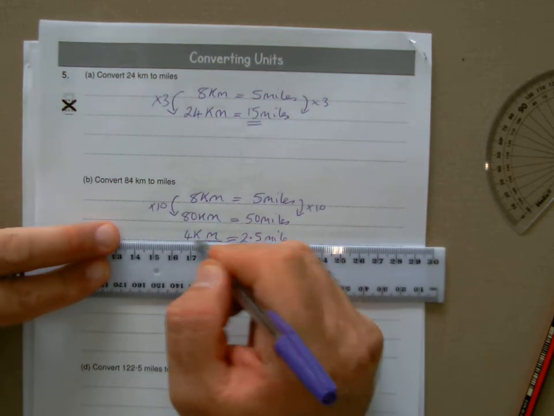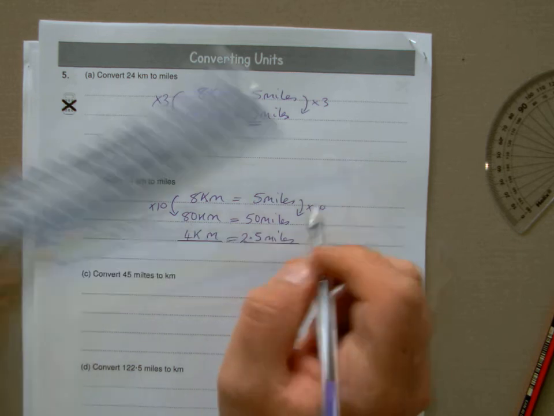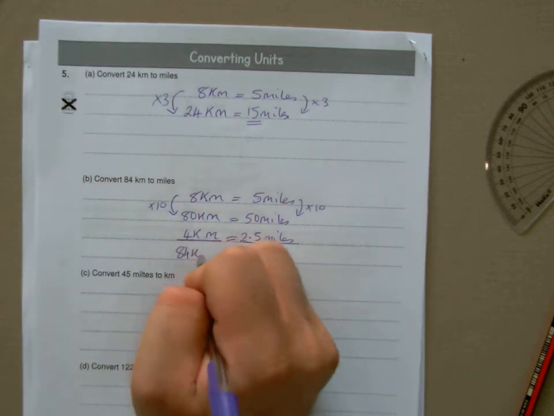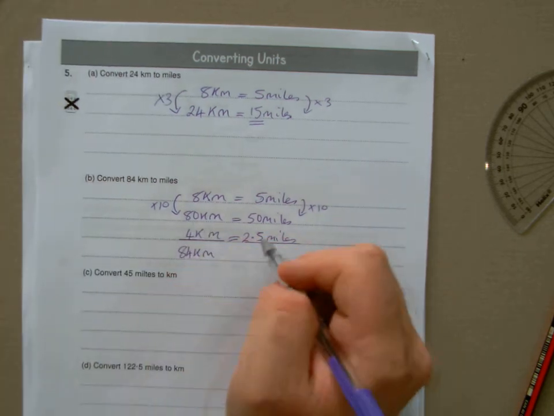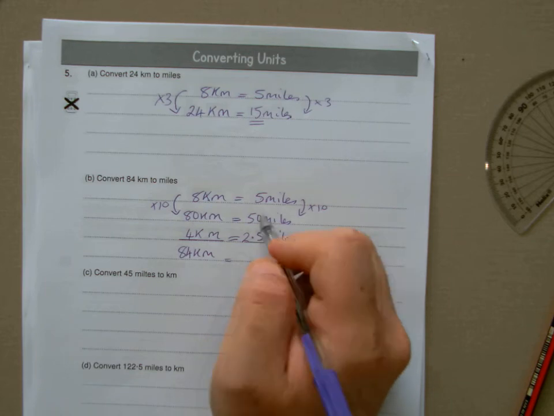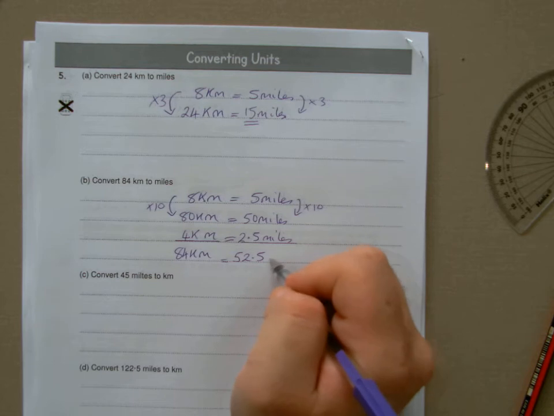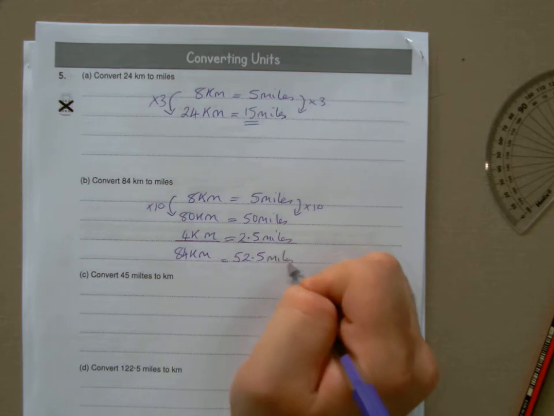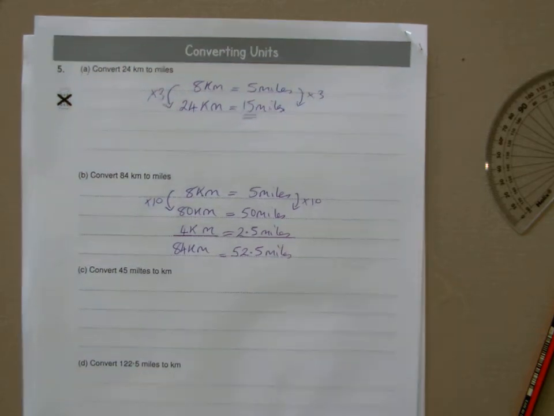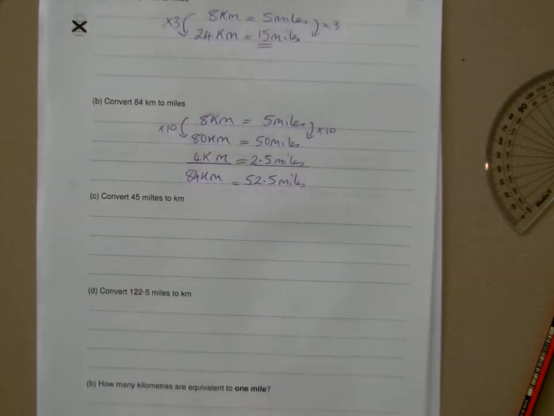To then finish off that question, to get 84 kilometers, I just need to add these two together, which means I add these two together as well. 50 and 2.5 is 52.5 miles.